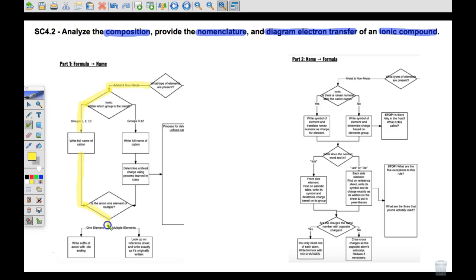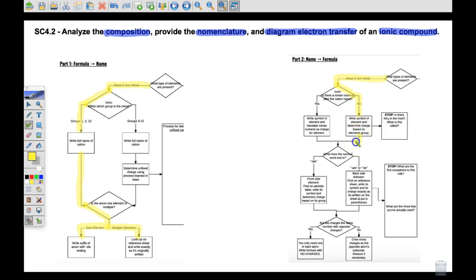And then we'll be talking about binary compounds, where our anion is a single element, and polyatomic compounds, where our anion is multiple atoms put together. On the back side of your flowchart, we'll be asking ourselves the same beginning questions. What types of elements are present? And for today, there will not be any Roman numerals after the cation name.